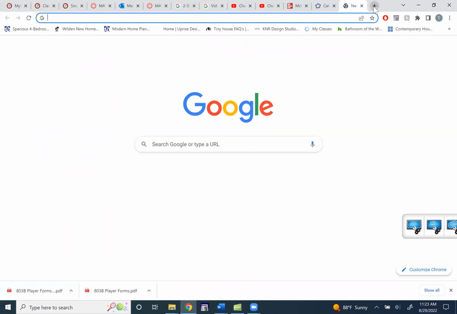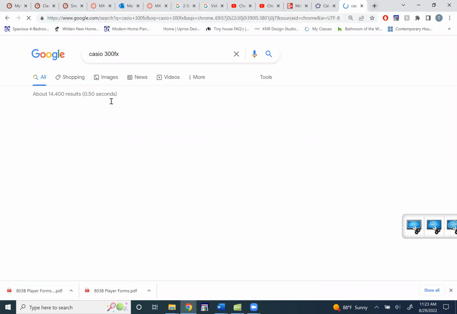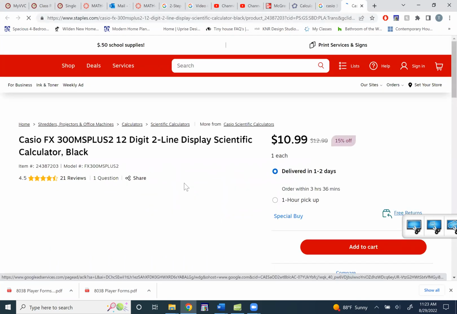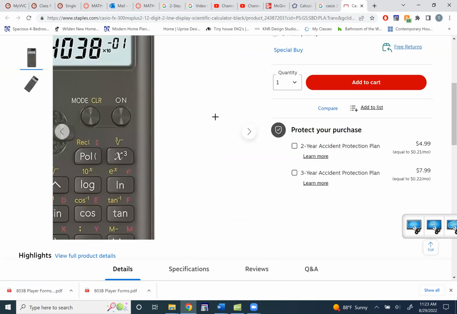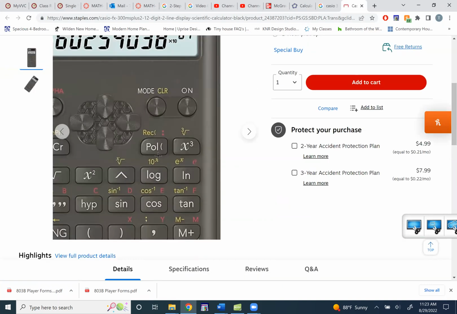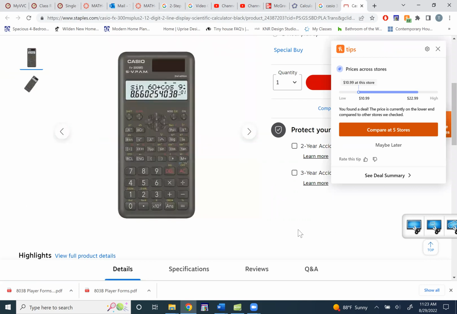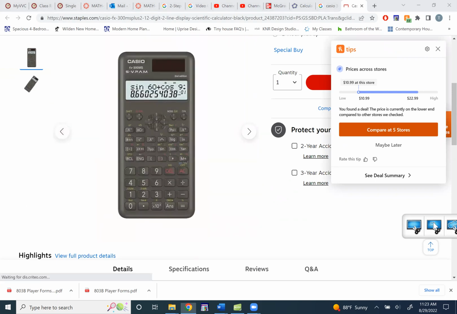So if we take the Casio 300 FX, and all calculators have this. Oh, that's huge. Let me see if I can fix that, it's really zoomed in. Okay, so I'm going to screenshot this. Whenever I pass over it, it gets really big. Okay, so let me take a screenshot.